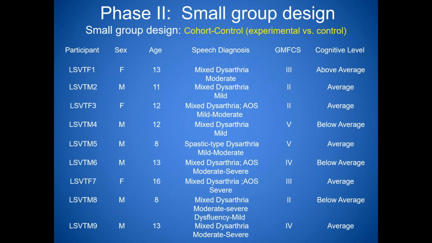We then went on to do what has been our most recent study with a group of children with cerebral palsy, including a larger age range from 8 all the way up to 16, a wide variety of speech diagnoses, and a wide variety of cognitive and severity levels. Next slide.